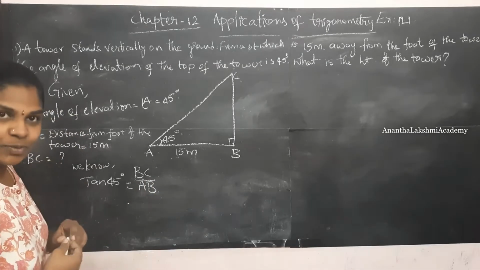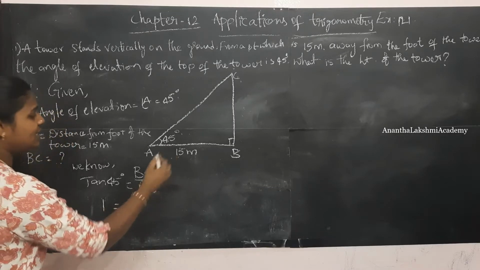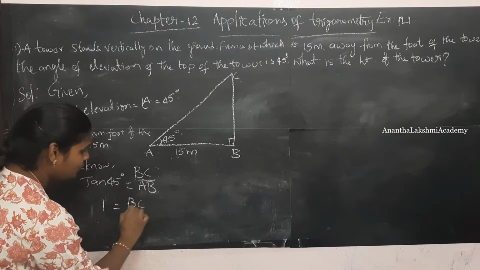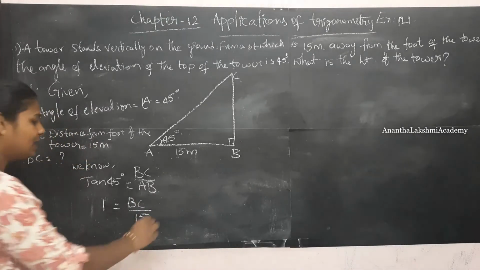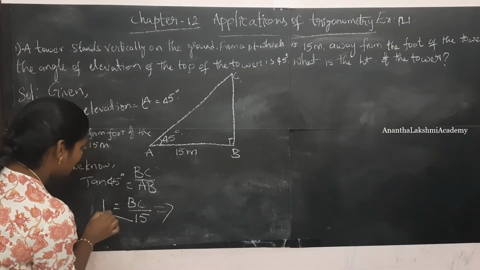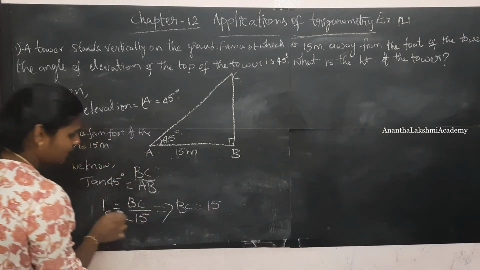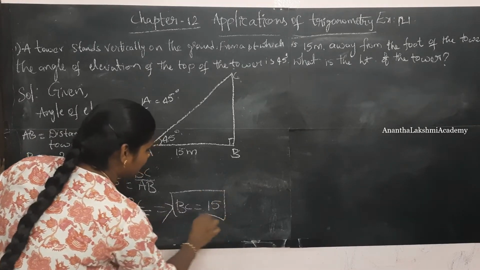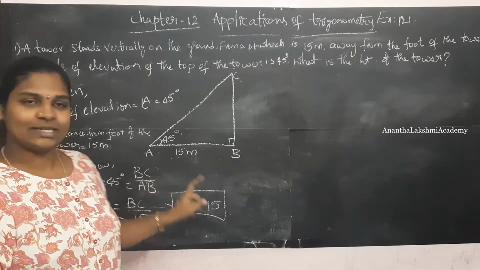According to the trigonometry table, it is nothing but 1. What is BC? The height of the tower, which we are here to figure out. What is AB? 15. From here, can we figure out what is BC? 1 into 15 is nothing but 15. Hence, the height of the tower is 15. This is about the first problem.